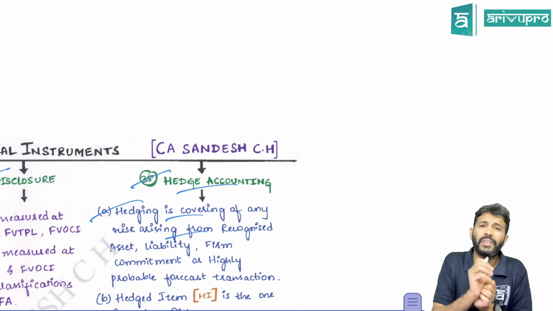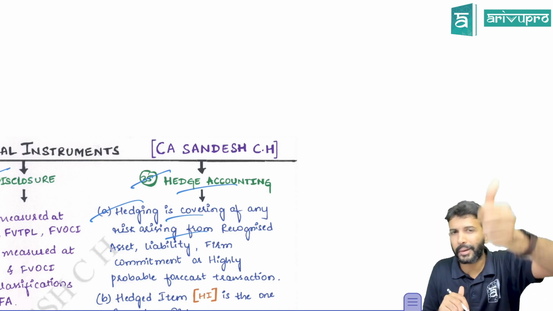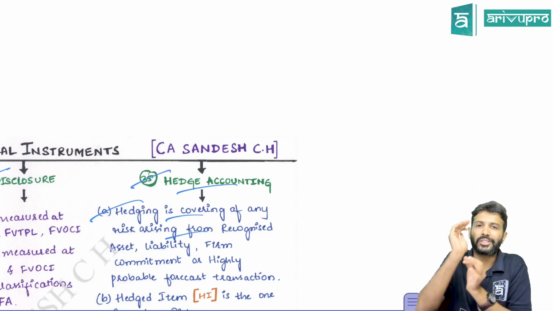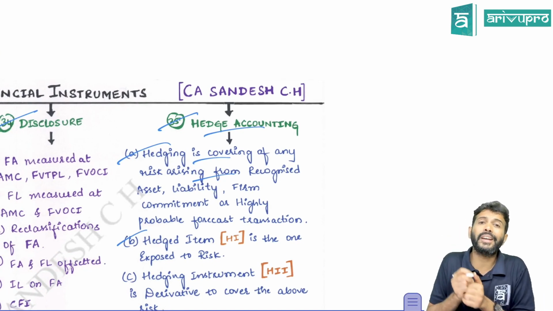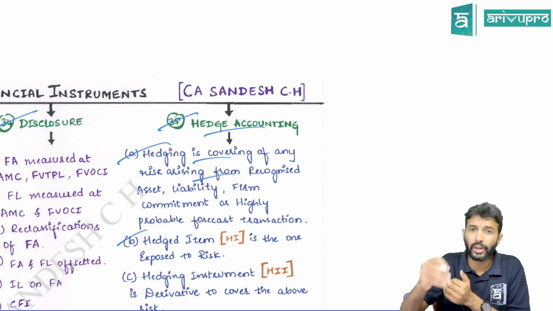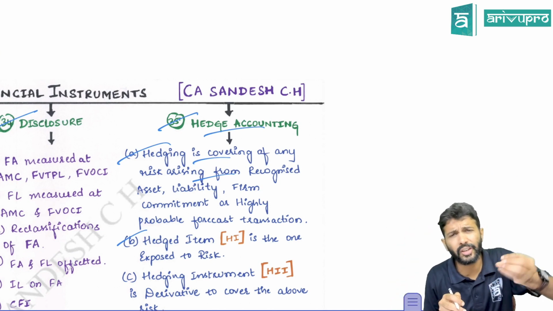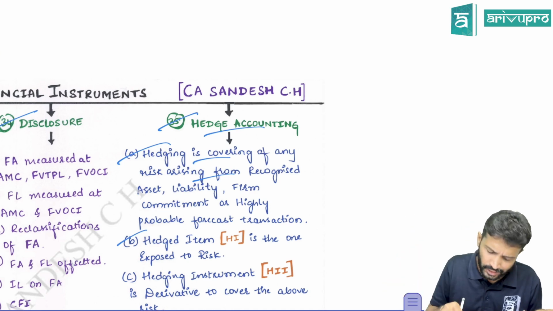Okay. In hedging, we see two terminologies. One is the hedged item, another one is the hedging instrument. Hedged item is that component which has a risk or which is exposed to risk. Hedging instrument is that activity that you're doing to cover that risk. Hedging instrument is basically a derivative financial instrument like forwards, futures, etc.